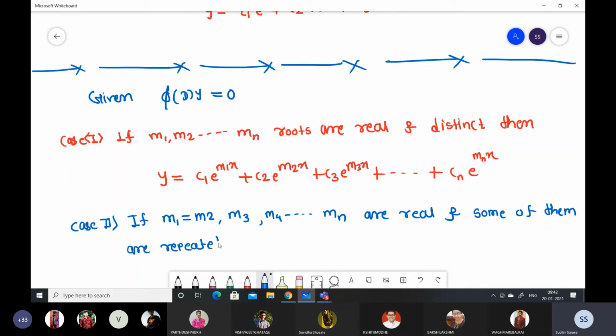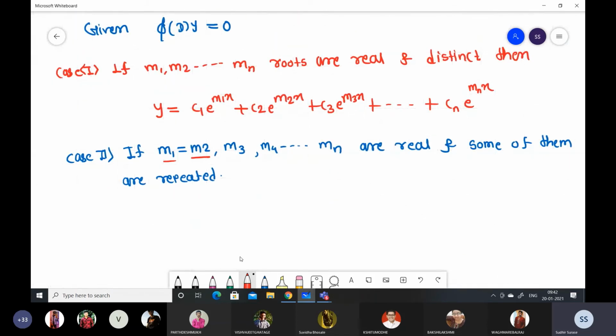And so here we can see m1 is equal to m2. So the first two roots are repeated. Now how do we write the solution in this case? Corresponding to the repeated root, you have to write c1 e to the power m1x, but this is repeated, therefore for the second term you have to write c2 x times e to the power that root. It doesn't matter whether you are writing m1 or m2, both are equal now. So c2 x e to the power m1x, and corresponding to the other roots you have to follow case number 1.